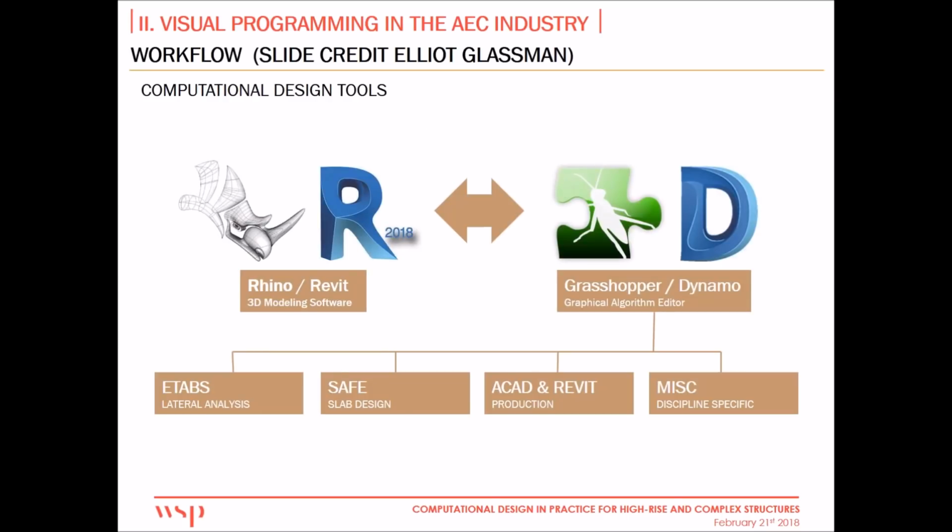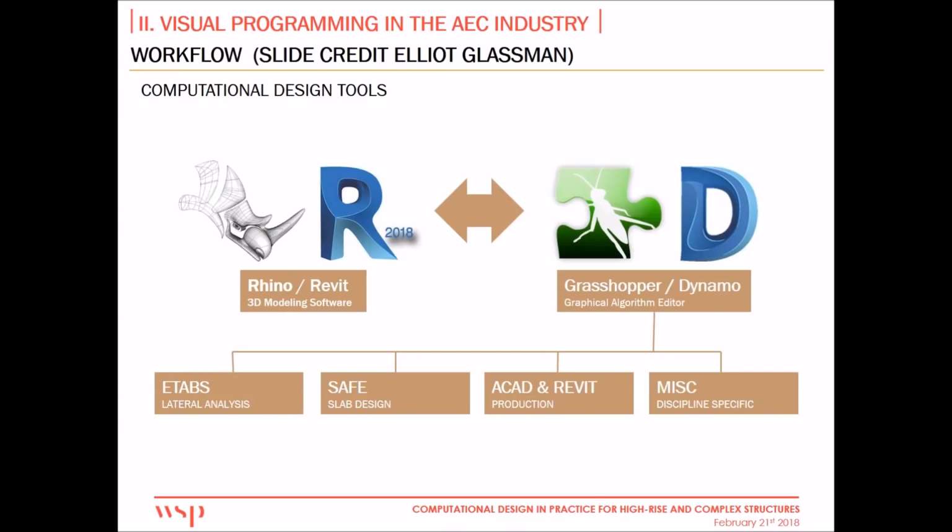Again, I'm sure everybody's familiar with this kind of workflow, or some form of this workflow. You're doing all your heavy modeling in Rhino or Revit, going through Grasshopper or Dynamo, and then going into whatever other software you may use. For architects, maybe 3D Max, maybe Revit, and maybe any kind of lighting software.